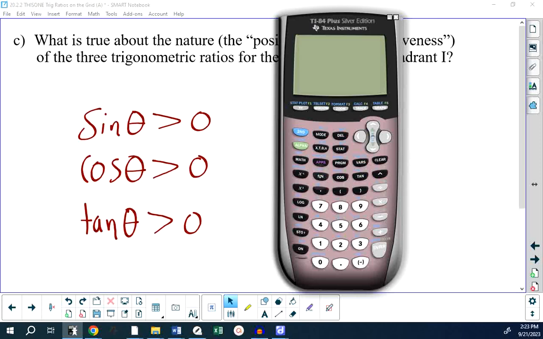I'm going to take the sine of 85.25 degrees. I get a positive number. I'm going to take the cosine of 55 degrees, positive. I'm going to take the tangent of 65.8 degrees, positive. Don't worry about what the numbers are. That's not important. I'm always going to get positive.